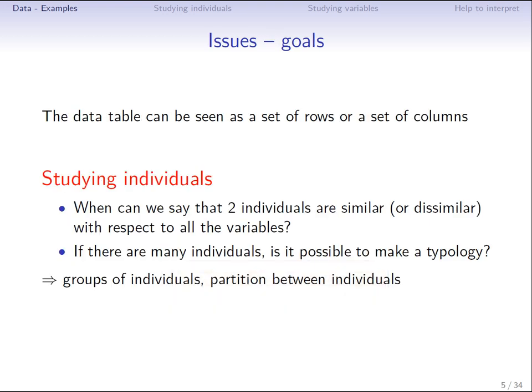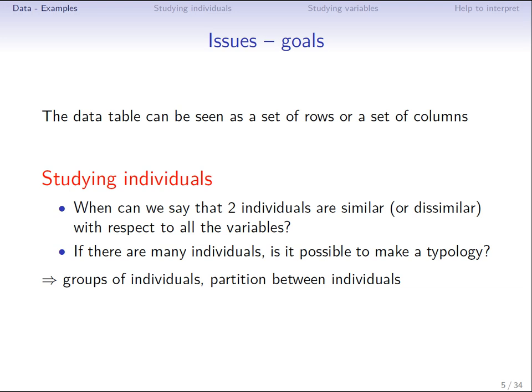This dataset can be studied in different ways. We can see this data table as a set of rows, so we can try to see differences from one row to another, or similarities from one row to another. We can also see this data table as a set of columns and see the similarities or the links between columns.